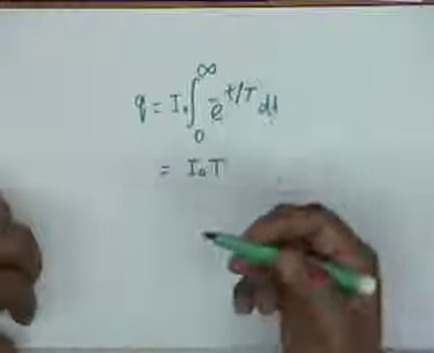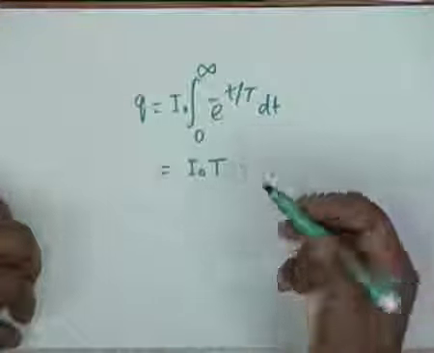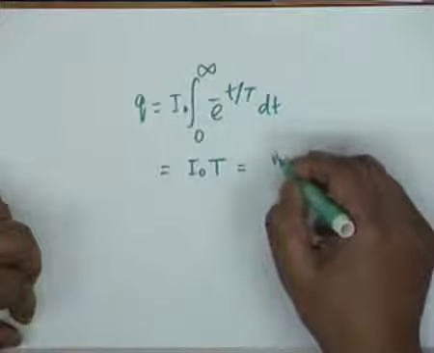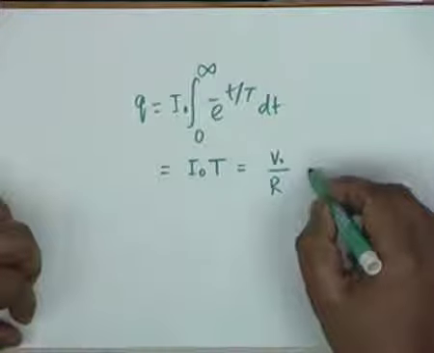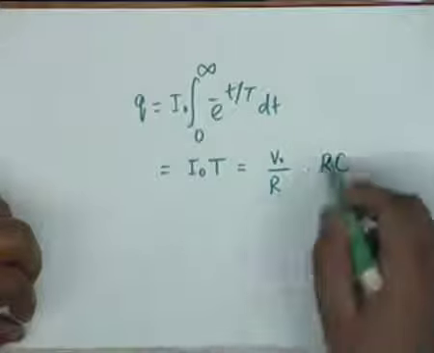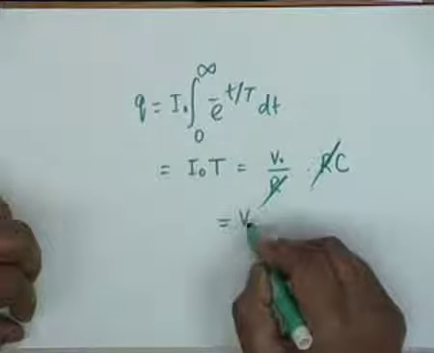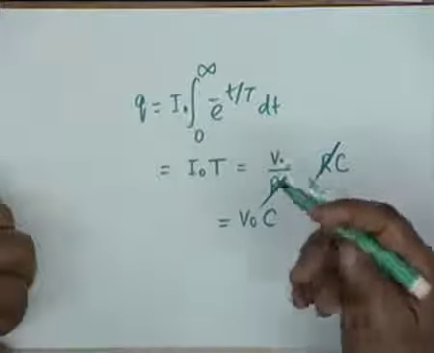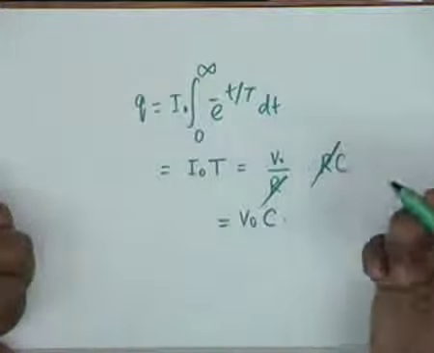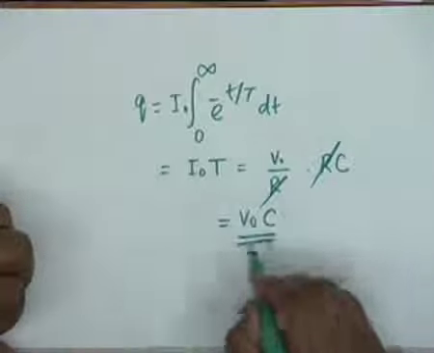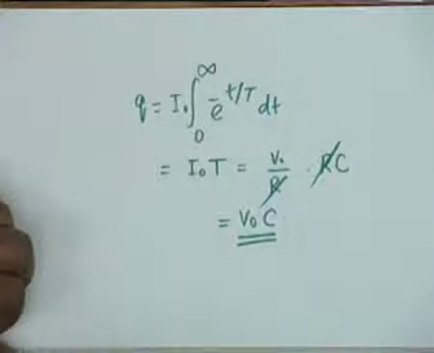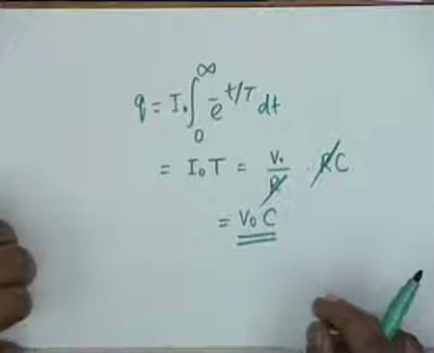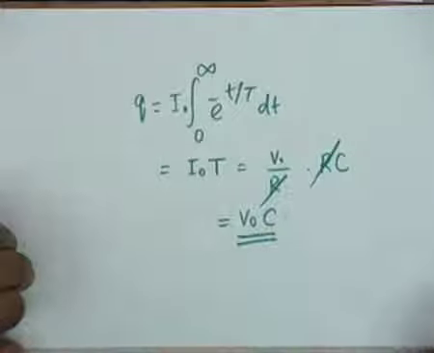Okay, you integrate this and put the limits. I0 times capital T. I0 is V0 by R, and capital T is RC, and you can see that this is precisely the total charge that the capacitor loses in the process of sending a current to the resistor. It is precisely the charge that it started with. So it loses its whole charge. Is that clear? This is the physical reasoning that I wanted to bring into the solution of the differential equation.